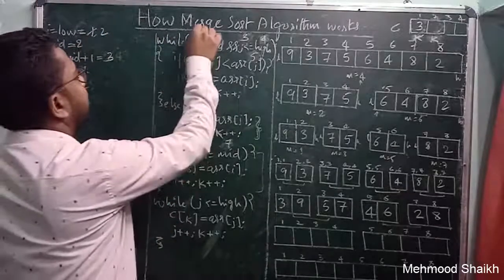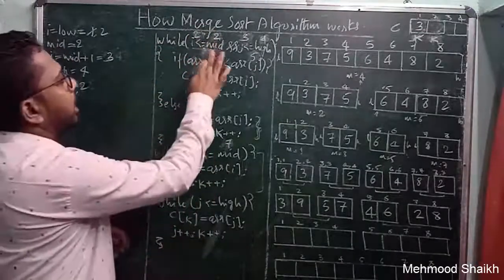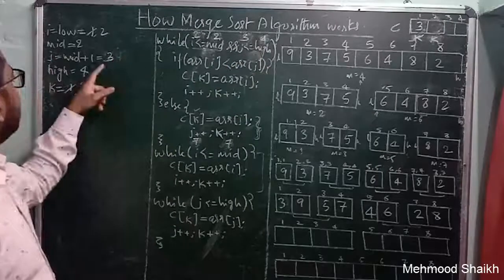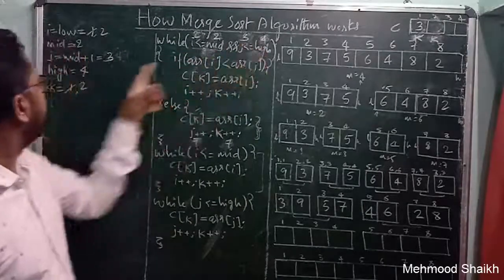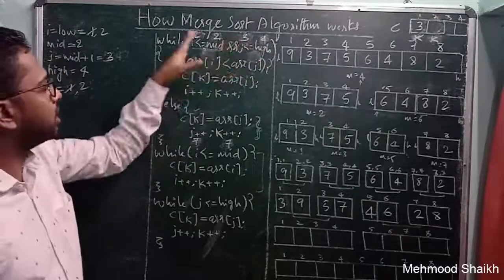Okay, so now the value of i gets changed to 2. So 2 is less than or equal to 2. Yes, the condition is true. And here j is 3, high is 4. So 3 is less than or equal to 4. Yes, both of these conditions are satisfied.